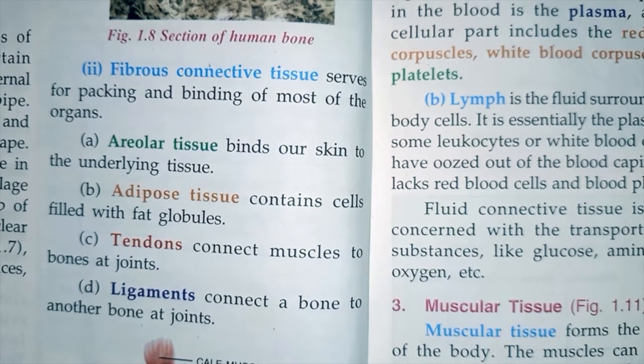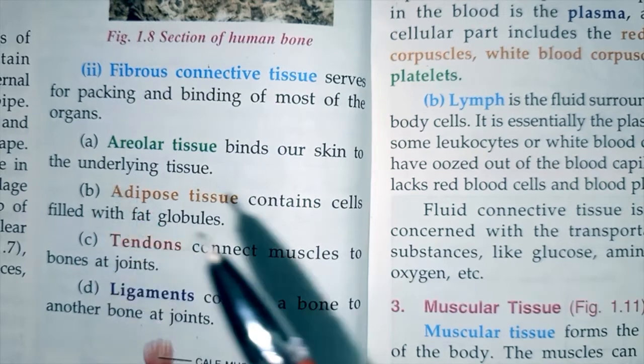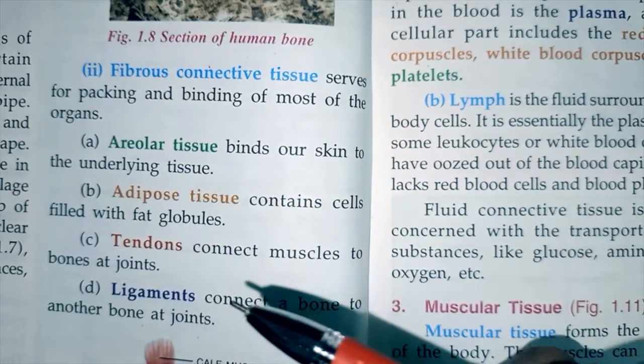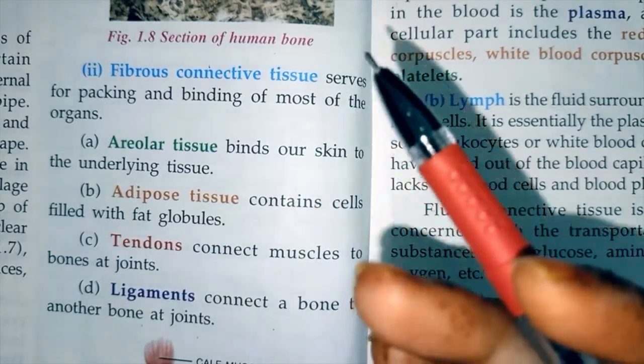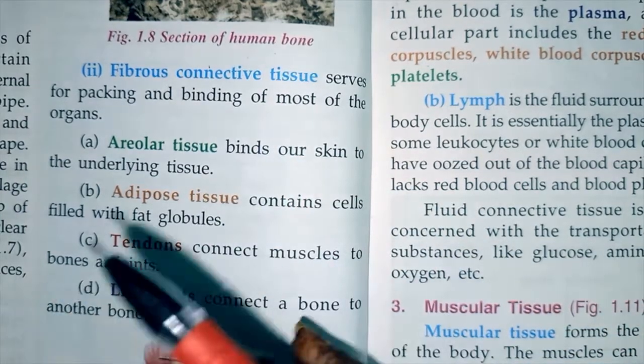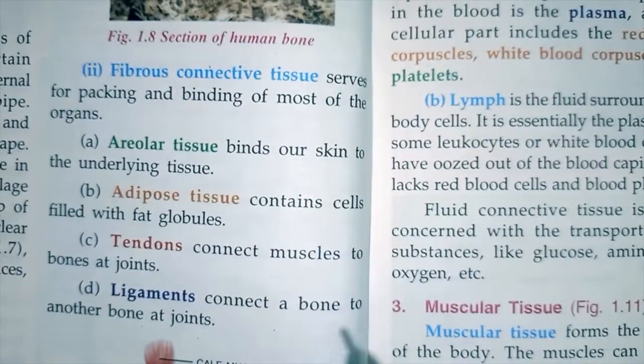So what is the function of fibrous connective tissue? They help in binding, meaning they keep things joined with each other. Most of the organs and tissues, what does it do? It helps in binding, meaning it helps in joining.